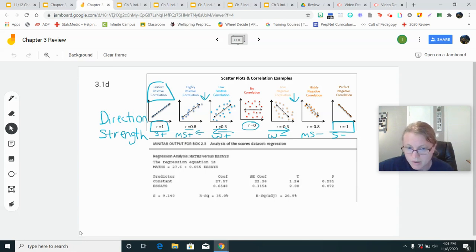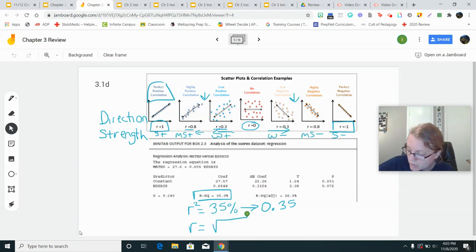The other way to get R is to look at your computer output. So you're always given this. RSQ is R squared. So R squared here is 35%. So if I wanted to find R, I would want to convert this to decimal form, so 0.35. And then R equals, to undo the square, the square root of 0.35. And I could throw that on a calculator and get a number, and that would be R.